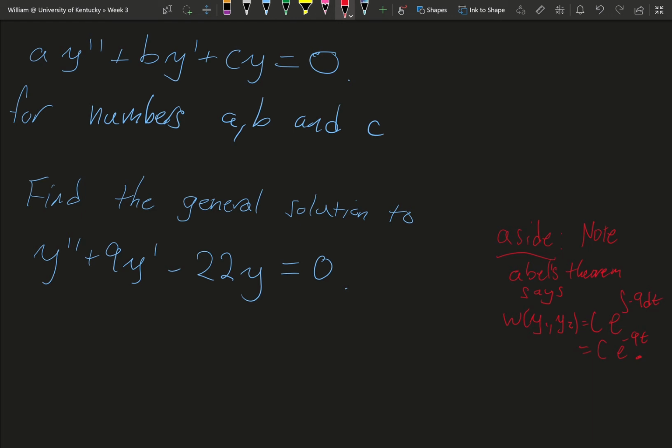So one way to think about what we're about to do next, other than that we've already studied these and we see that equations of this form work, is let's just look for solutions of the form y equals e to the rt.